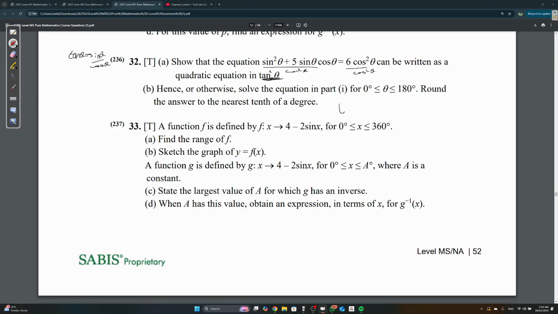Sine squared over cosine squared becomes tan squared. Right? Remember, you divide each one. Cosine theta over cosine squared theta. It cancels this cosine with the square. Okay, so plus 5 sine theta over cosine theta.